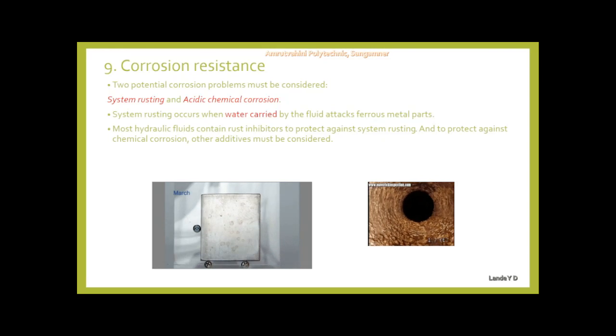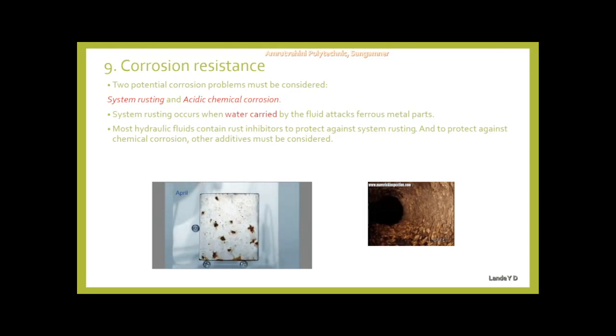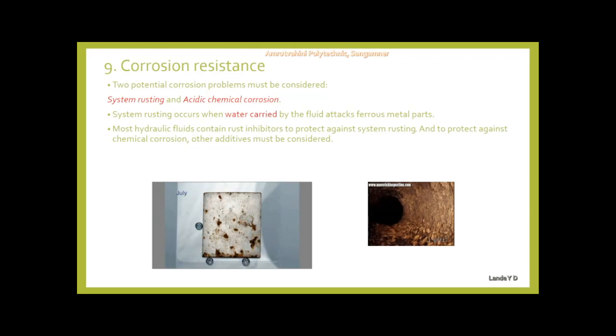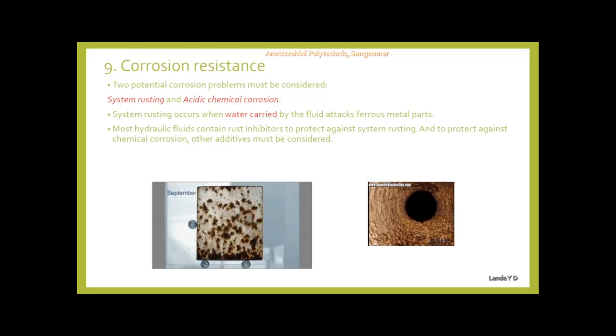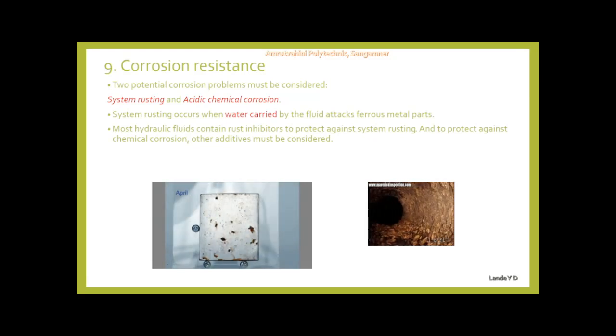System rusting occurs when water carried by the fluid attacks ferrous metal parts. Most hydraulic fluids contain rust inhibitors to protect against system rusting. And to protect against chemical corrosion, other additives must be considered.